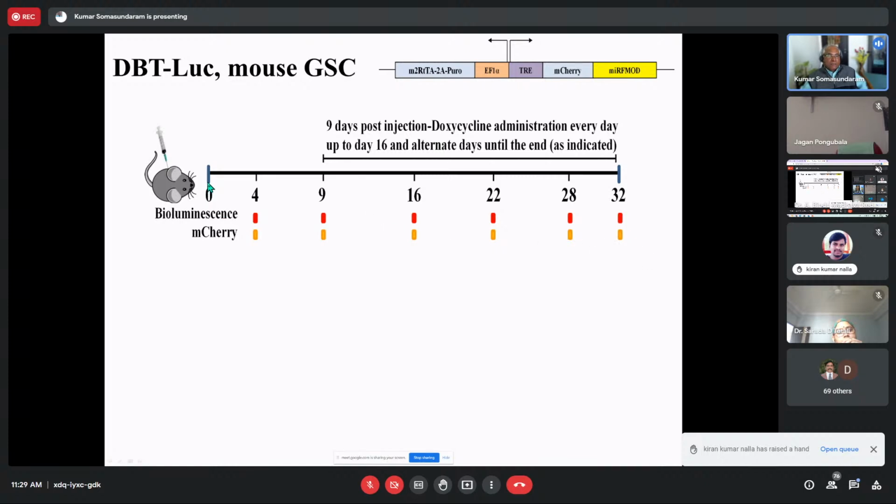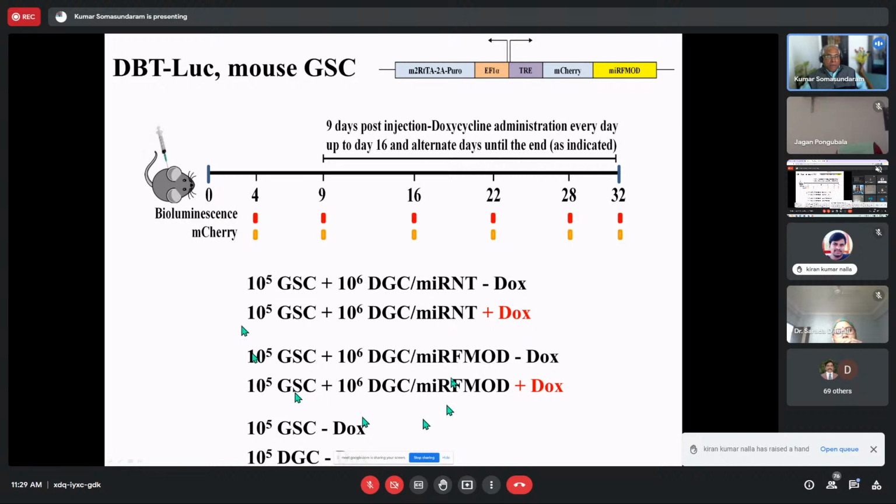So we injected GSCs and DGCs together. And then after 9 days, we added doxycycline to inhibit the expression of FMOD. These are the combinations by which we carried out the experiments. You can see here GSC plus DGC containing non-targeting shRNA, and GSC plus DGC containing FMOD-targeting shRNA, minus or plus dox. So what is expected in this case? For the non-targeting, whether you add doxycycline or not, there will be cooperation, and the tumor will grow bigger. In the case of FMOD targeting, in the absence of doxycycline, there will be cooperation. In the presence of doxycycline, there will be cooperation initially, before you add doxycycline. Afterwards, it should come down. Let's see whether it happened or not.